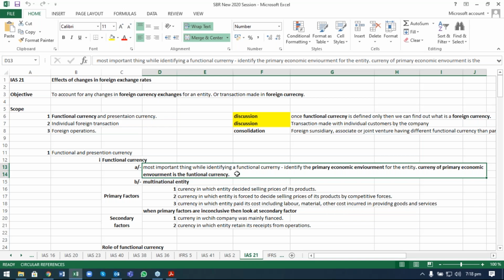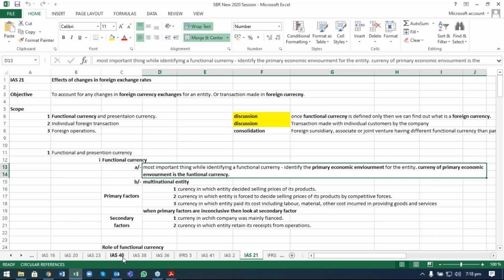The company is using the same primary economic environment currency to purchase its raw material, and it's paying all its employees and for the rest of the services it's obtaining in the same currency, like electricity usage and all other commodities it uses would be paid in the same currency. So if it is a local currency, that's not a big deal to find out what the functional currency is.